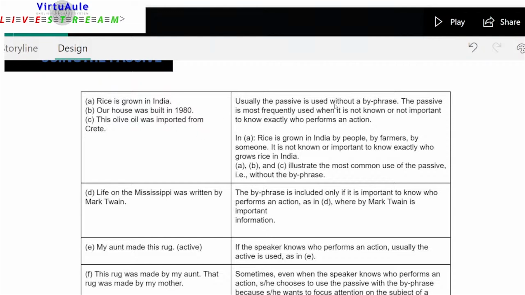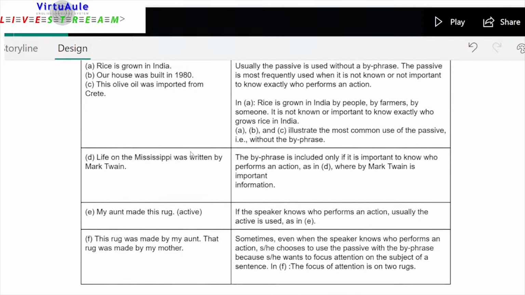Usually the passive is used without a by phrase. The passive is most frequently used when it is not known or not important to know exactly who performs an action. Rice is grown in India by people, by farmers, by someone. It's not known or it's not important to know exactly who grows rice in India. So all of these illustrate the most common use of the passive without the by phrase.